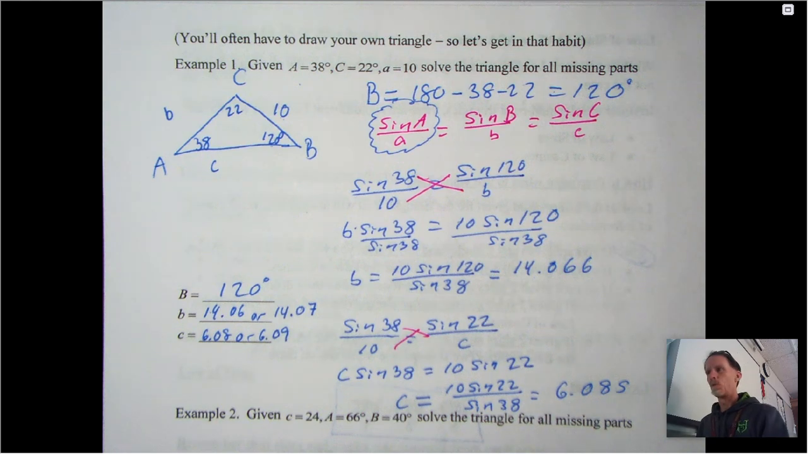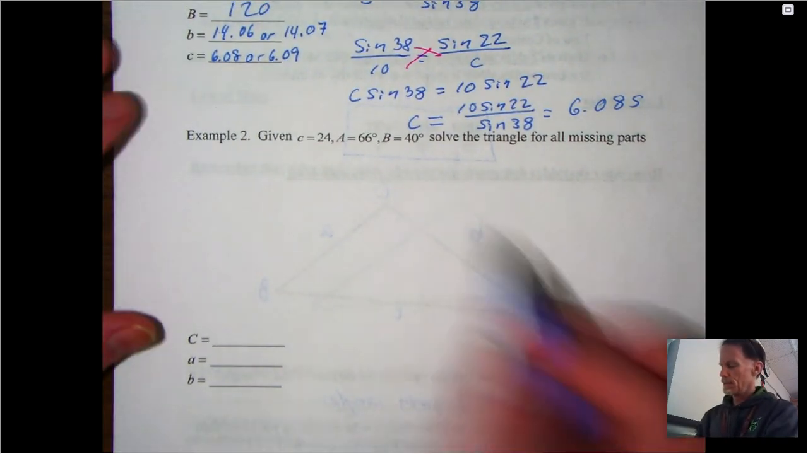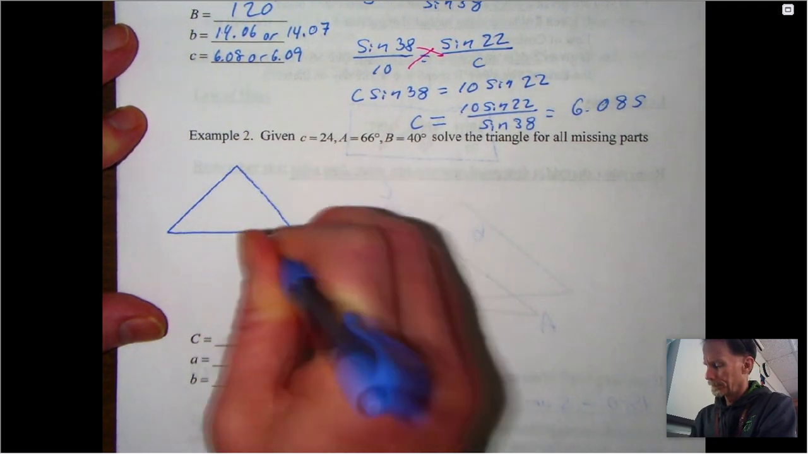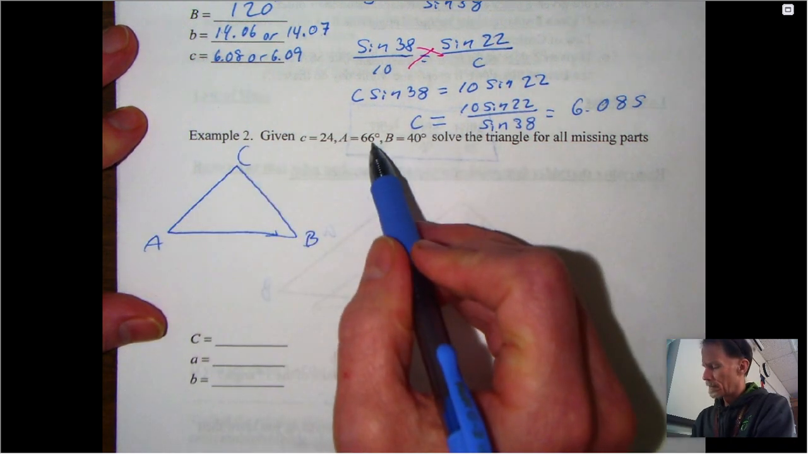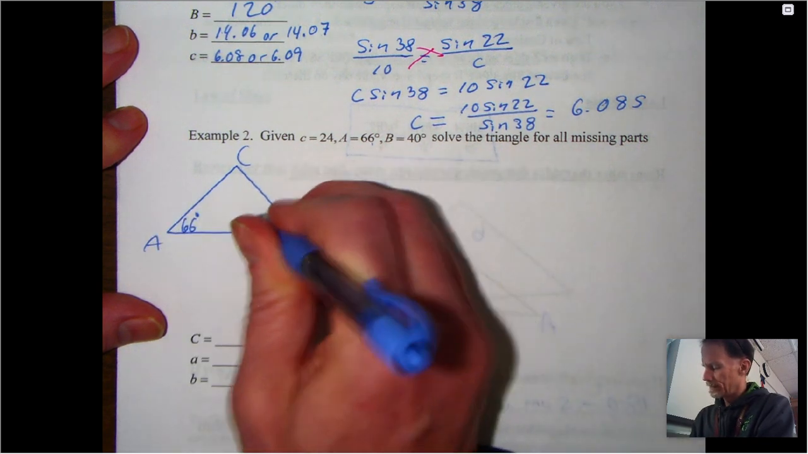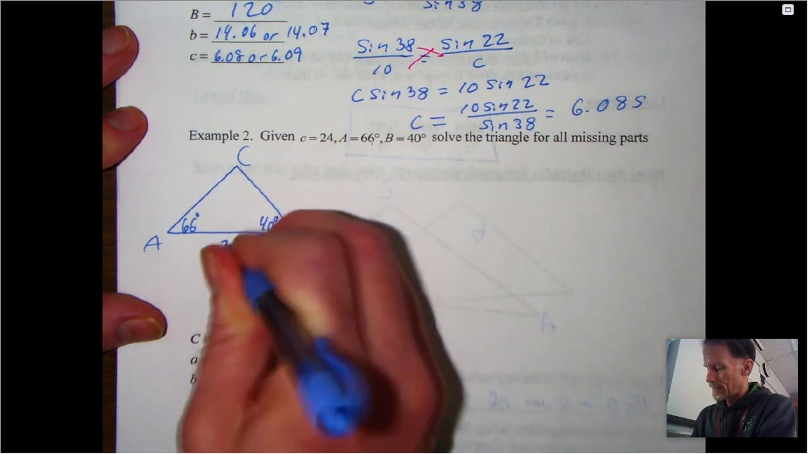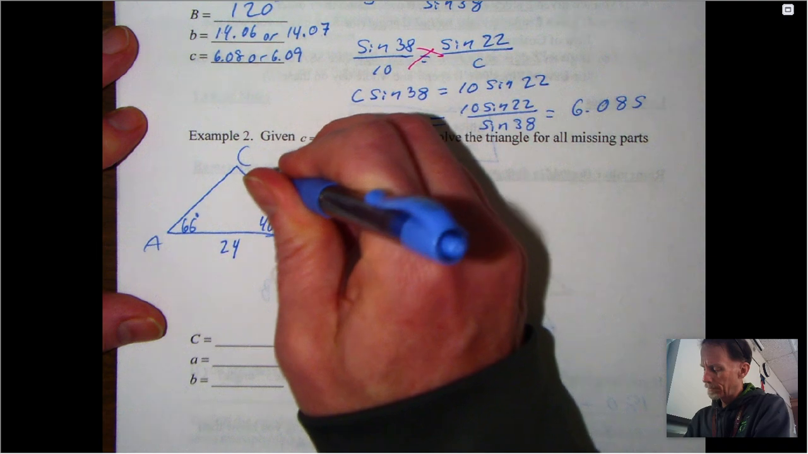Okay, so I got one more example. I'm going to let you guys pause the video and kind of work on this yourself, but I'm going to sketch it first. So again, I'm just going to sketch a random triangle. Label what I know. So I know angle A is 66, angle B is 40, and side C is 24, so that'll be down here. So I'm looking for angle C, and I'm looking for side A and side B.